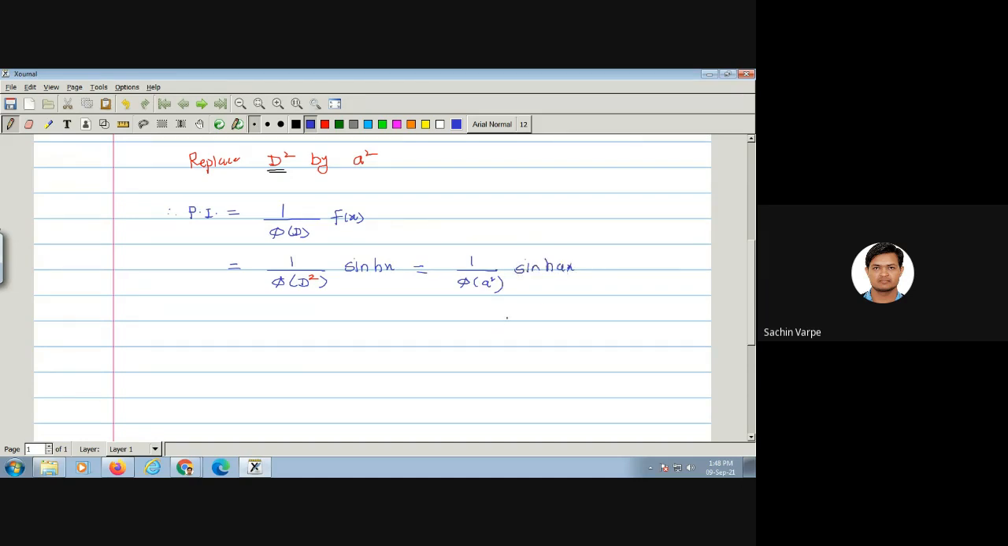That's it, provided that this should not be the case of failure. That means the denominator must be non-zero, not equal to 0. But if it is 0, that is, if phi of a square is equal to 0, then it is called a case of failure.